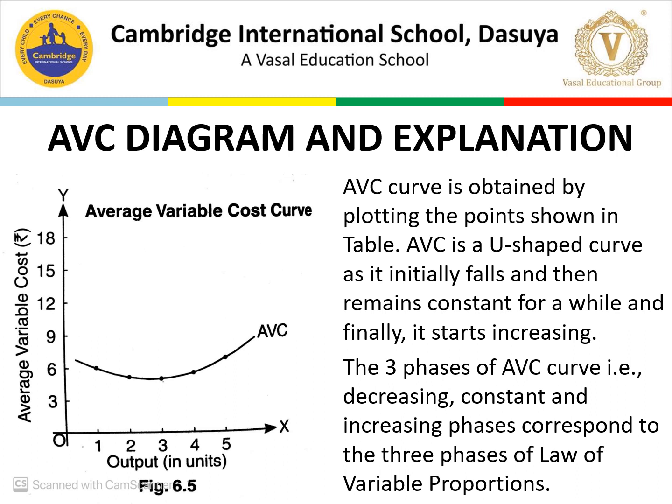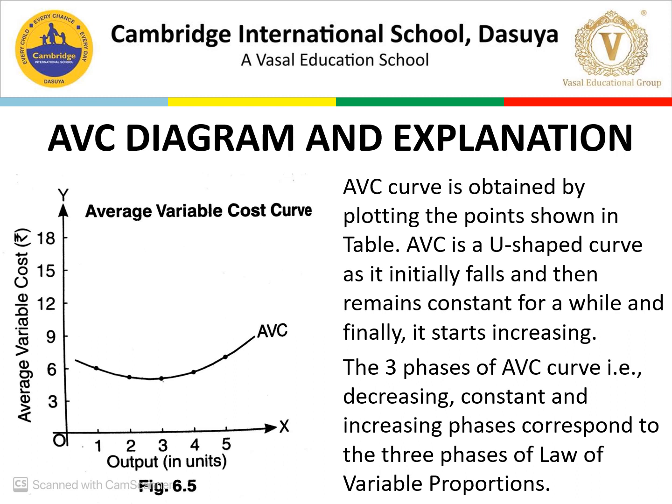Now the next is the AVC diagram or AVC curve with explanation. So see the curve here now. The AVC curve is representing different points on the output. It is first falling down and then it is making a U shape and then it is rising. So first it falls, then after that it is constant, and after constant it starts to increase.